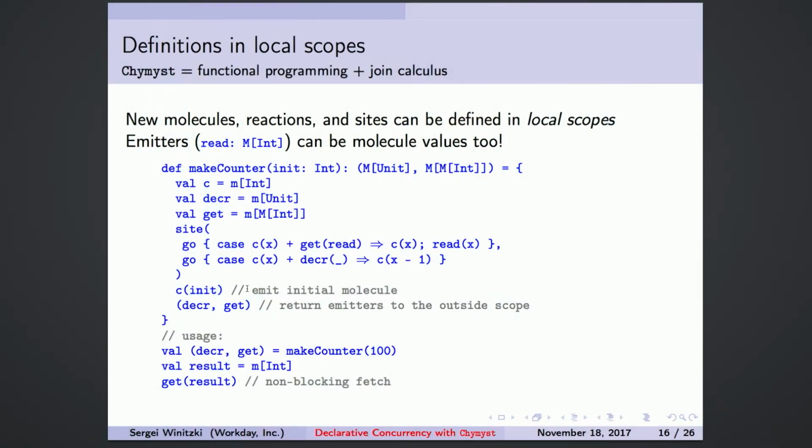So we have to guarantee that C is emitted only once. It's very easy to guarantee if you put that into local scope. Because local scope is tightly encapsulated, we get a benefit that's completely independent of join calculus. So that's why I say it's functional programming plus join calculus.